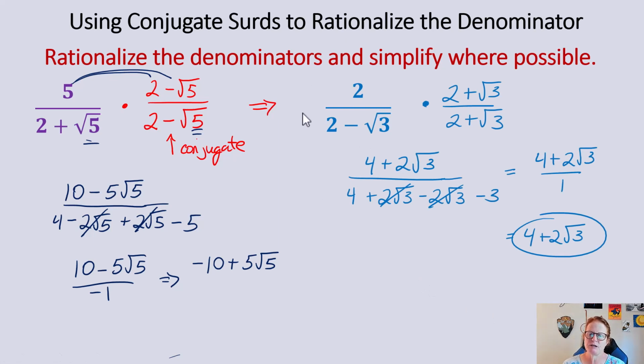Okay, so if you did it, you should have gotten 2 plus square root of 3 over 2 plus square root of 3 is your conjugate. You did the multiplication. Your final answer should have been 4 plus 2 square root of 3. Now notice I had it over 1. The 1 just makes it a whole number, just the numerator.